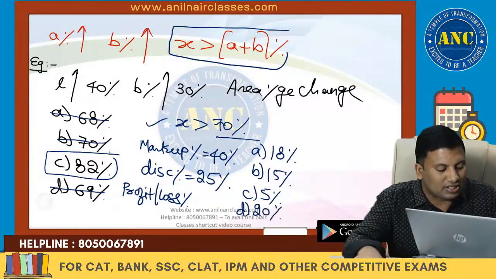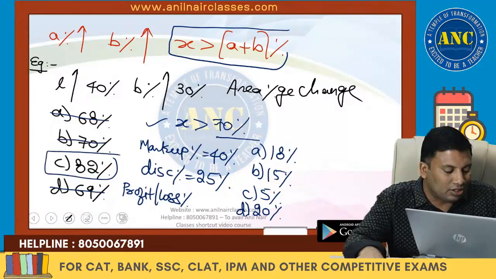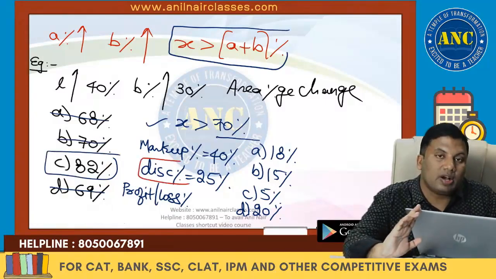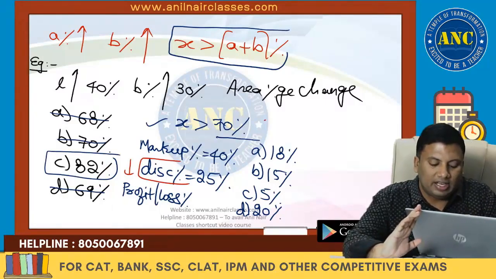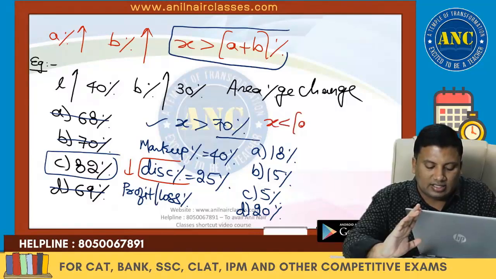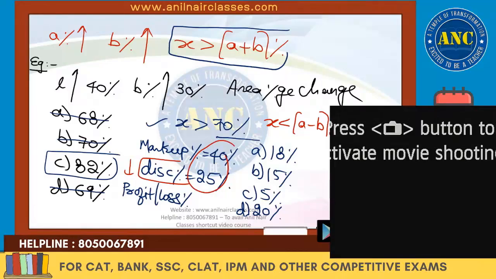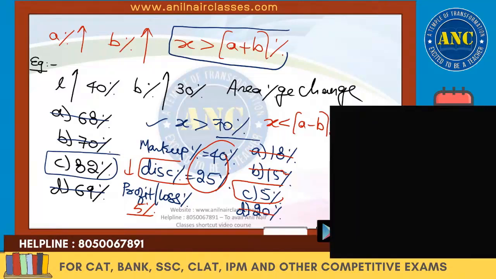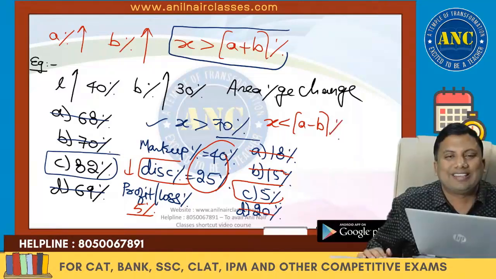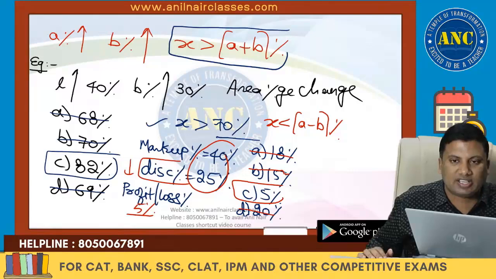If the options are like this, just within 2 seconds you can say that discount is dropping. If it is dropping, X is less than a minus b percentage. 40 minus 25, it is 15. Answer should be less than 15. Directly the answer is 5 percentage. You don't need to do successive percentage of markup and discount.